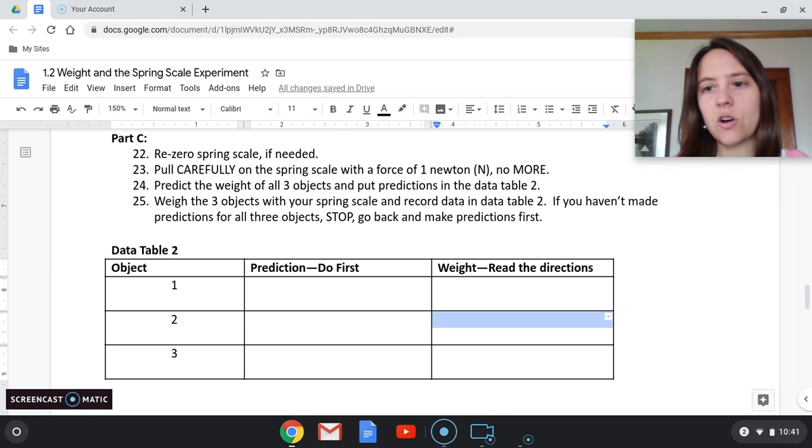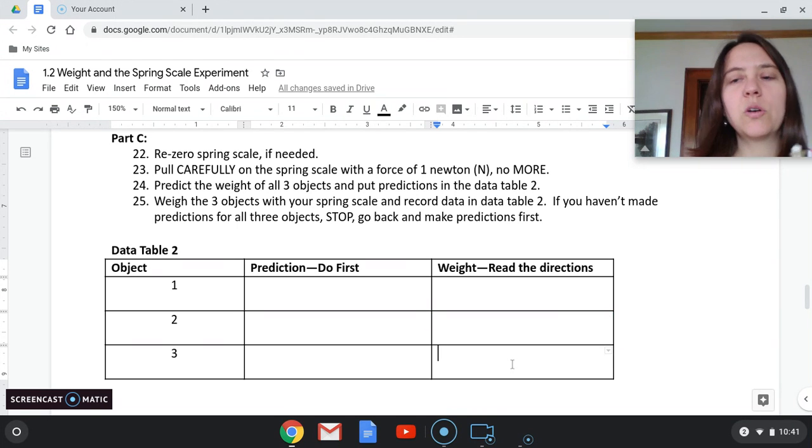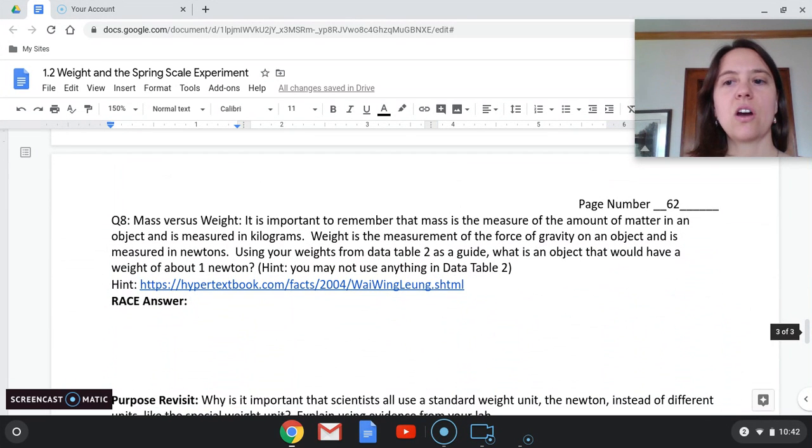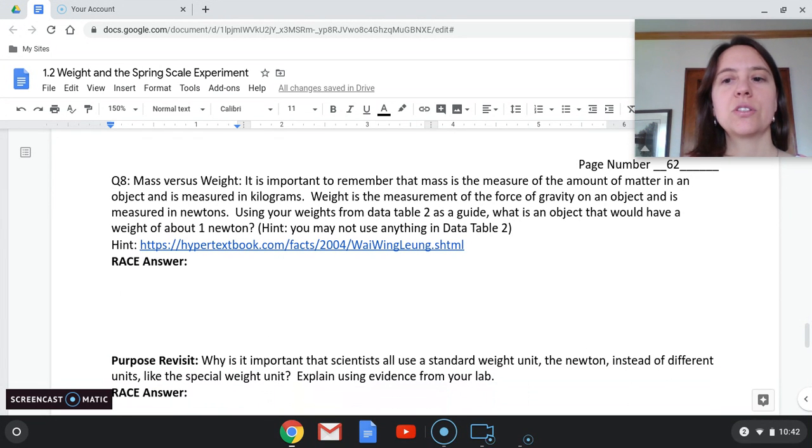I would say 0.8. So put 0.8 newtons right there. Let's go to the questions. Q8 says mass versus weight.